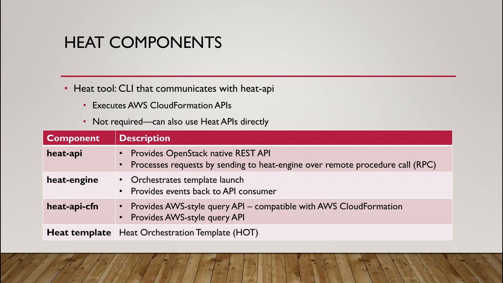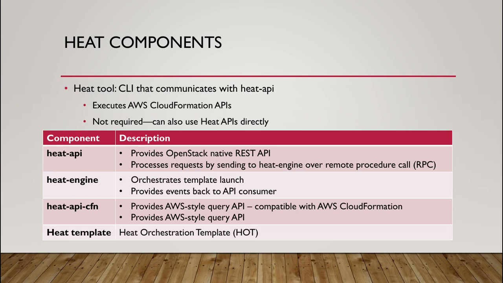Then there is the next component that's called Heat engine. So this orchestrates template launch and also provides events back to the API consumer. So suppose you want to launch an instance via a template, that will be done via the Heat engine, and then it sends back the feedback to the API so that the client can have the status back. Then it has one more component, Heat API CFN. So it provides an AWS style query API which is compatible with AWS CloudFormation. So if you are working with AWS CloudFormation, you can use the component Heat API CFN.